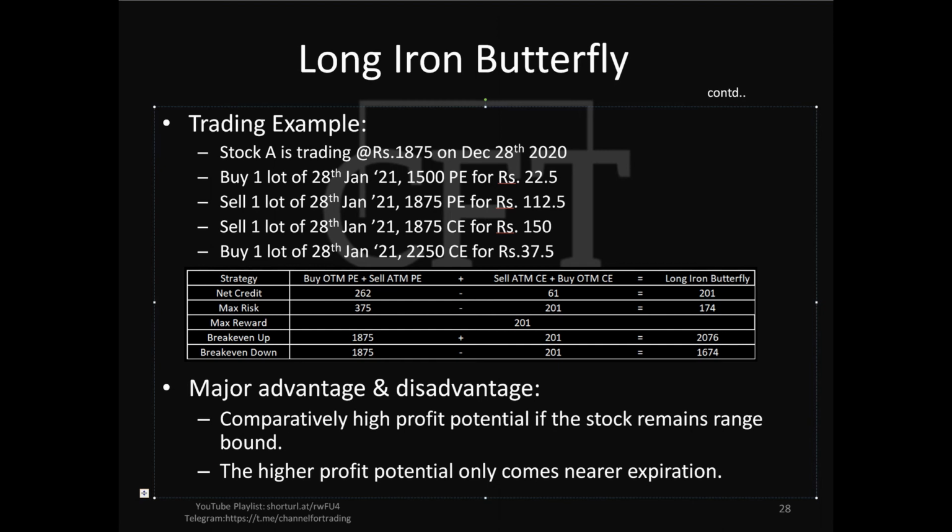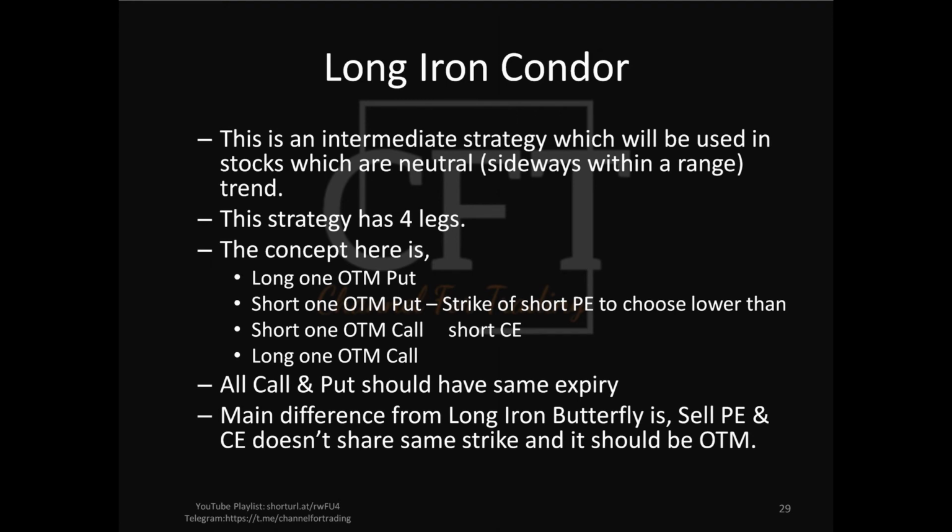Now let's see the next income strategy, and the last one for this episode, the long iron condor. I'm going a little fast because the video is getting longer, almost 10 minutes. So what is the long iron condor? It is similar to the long iron butterfly, with subtle differences. The strike of the short PE is chosen lower than the short CE. In the long iron butterfly, we chose the same ATM strike price. Here it is OTM with different strike prices, and the PE strike should always be lower than the CE strike. Remaining everything is the same.